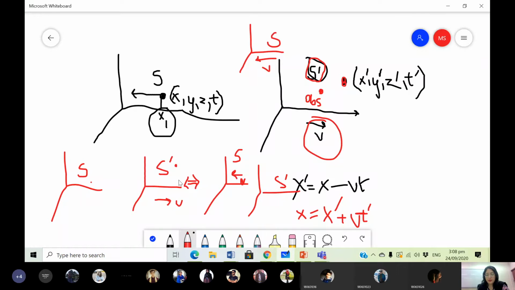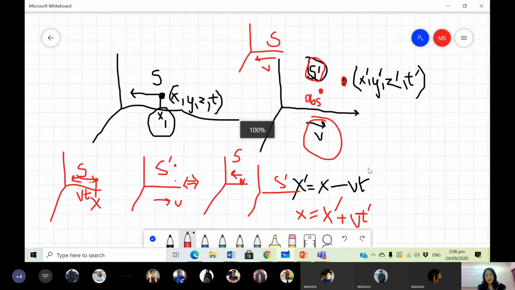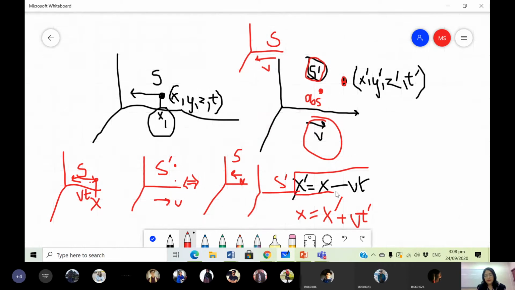Therefore, we write that the x coordinate of a position in this frame is equal to x, which is the coordinate of an object over here, minus vt, meaning that this has moved backwards by a distance vt. Therefore, the x coordinate as seen from this frame will be x minus vt. Is this making sense?